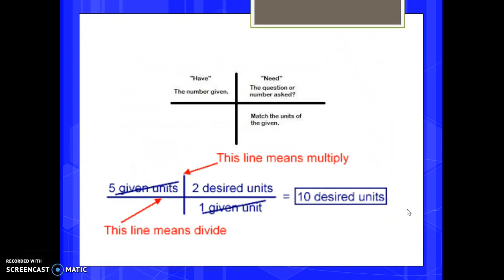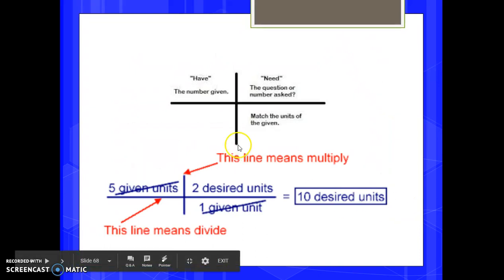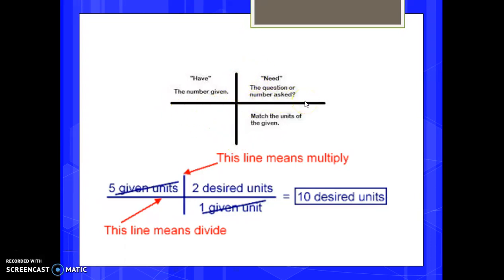So here are some diagrams of the setup. This is why I call it a T-box, because it does look like a T, but it's also sometimes called railroad tracks. You're going to put what you have, what you're starting with, the number and the unit, and you are going to plug in a conversion factor here to get you from what you have to what you want to have, or what you need. So from point A to point B.